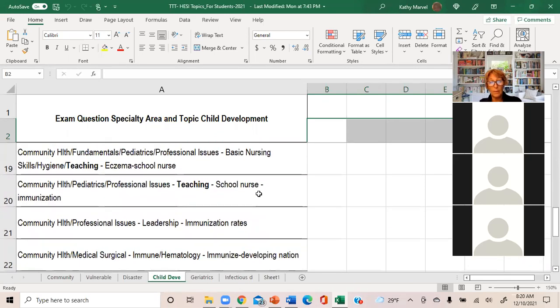Teaching. This is number 19, eczema in the school. Go back to your HESI study review. That's in the school child teaching section.